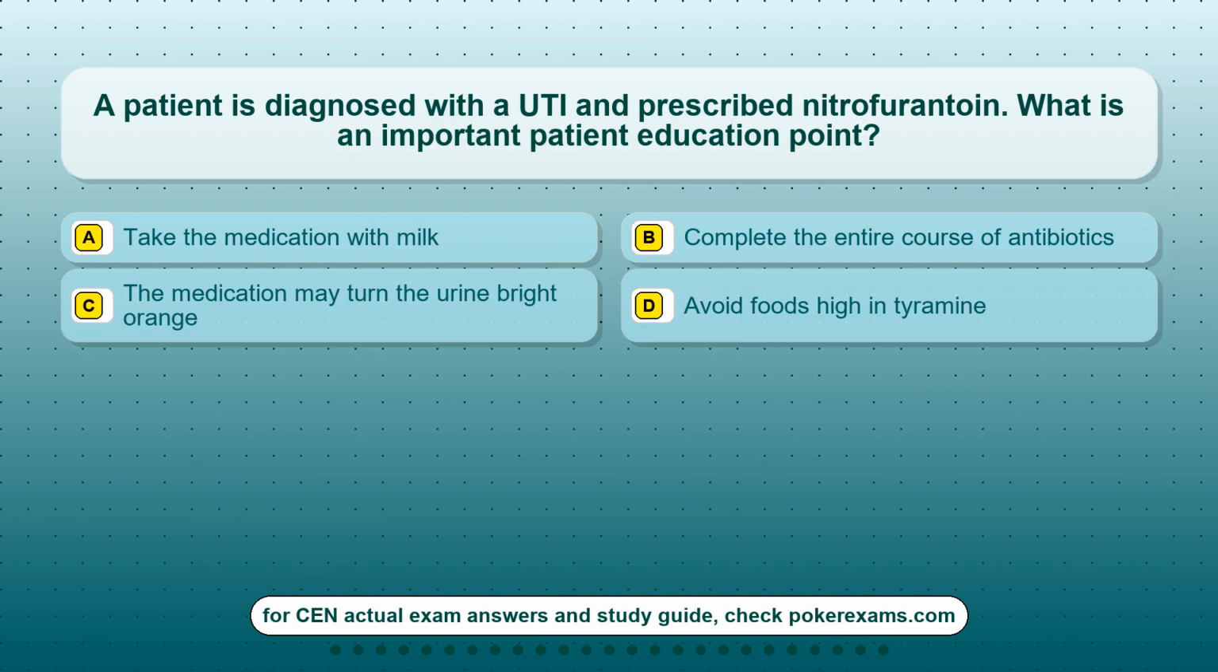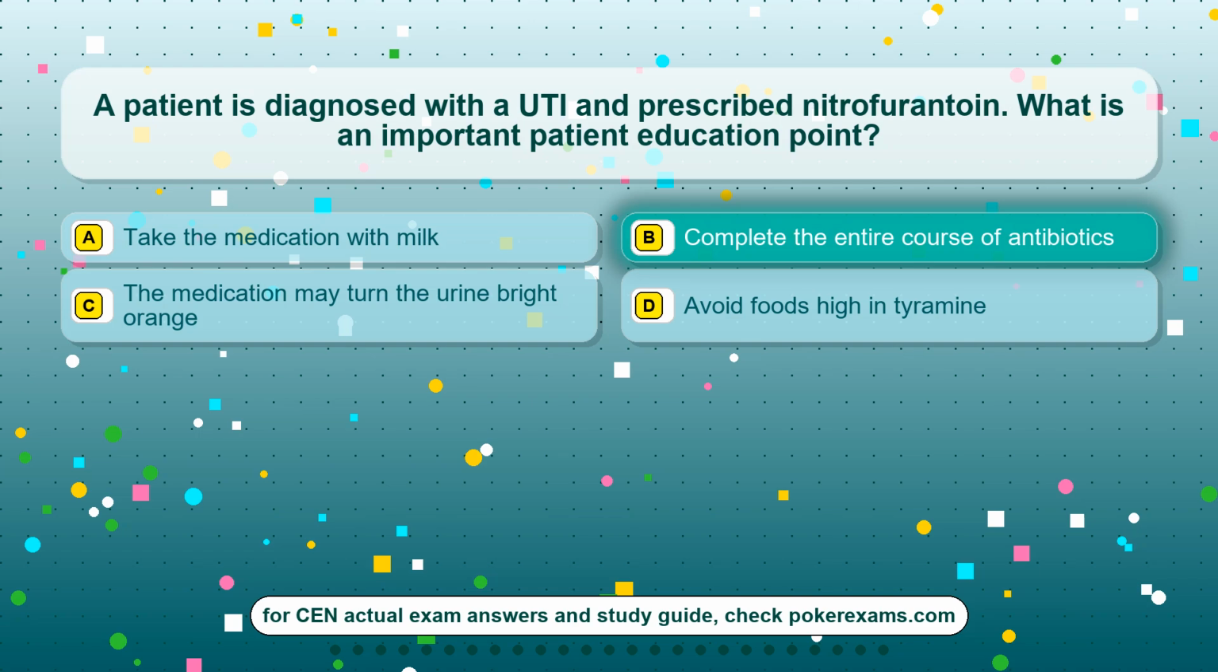Question 10. A patient is diagnosed with a UTI and prescribed nitrofurantoin. What is an important patient education point? Option A, take the medication with milk. Option B, complete the entire course of antibiotics. Option C, the medication may turn the urine bright orange. Option D, avoid foods high in tyramine.